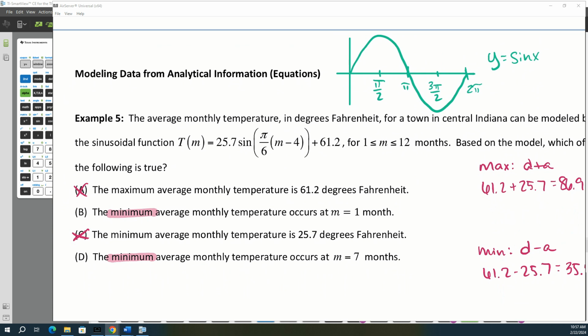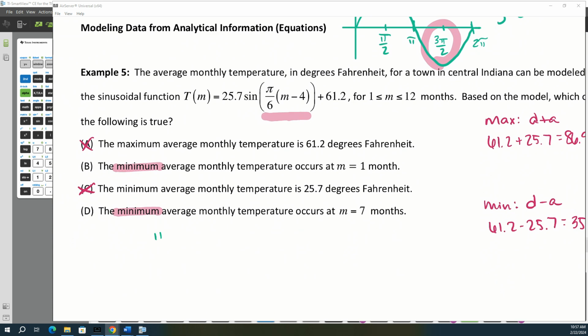If it had been maximum, that's like what we've been doing on all those ones where we're trying to figure out what C is. And we set this part equal to pi over 2 because that's the maximum. Well, what do you think we set it equal to if we're looking for a minimum? 3 pi over 2. All right, so that's what we're going to do.